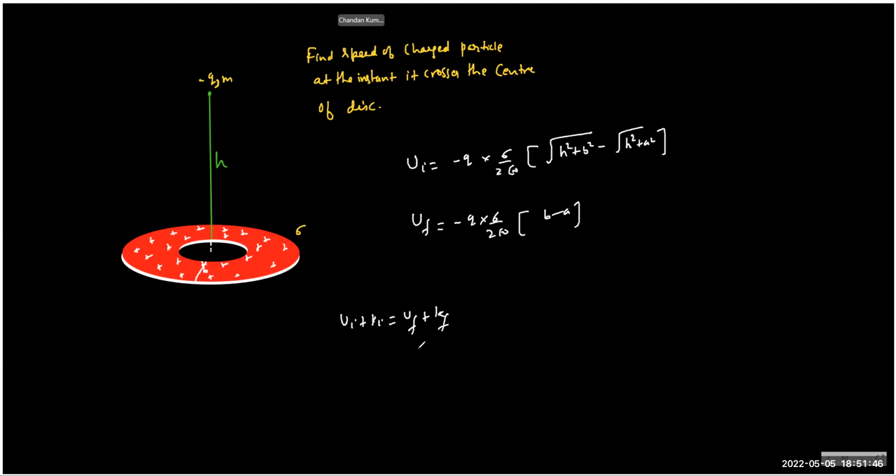Very good. So they will generally give you values which are nice to solve. Now you can understand why the formula U equals QV is so important.